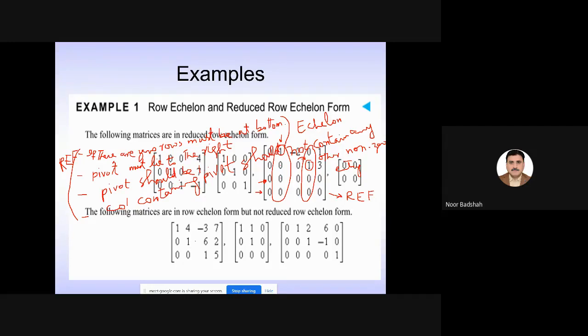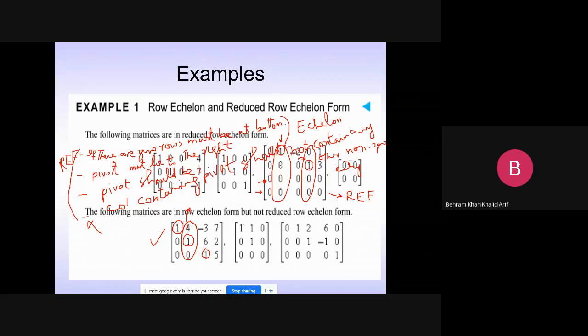Whereas in this case, you see, there is no zero row, so forget about the first condition. This is the pivot of the first row, this is the pivot and this is the pivot, all lying to the right of the previous one. So these are in echelon form, but they are not reduced. The third condition is satisfied because pivots are 1, but if you see this column which contains a pivot, this entry is not 0. So condition number 3 is not satisfied. So this is in echelon form but not in reduced echelon form.